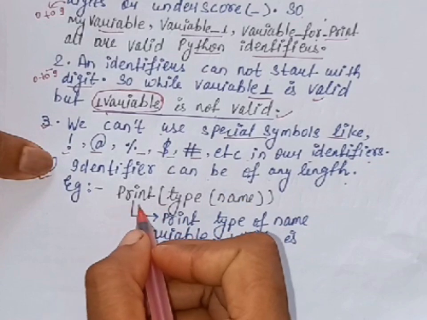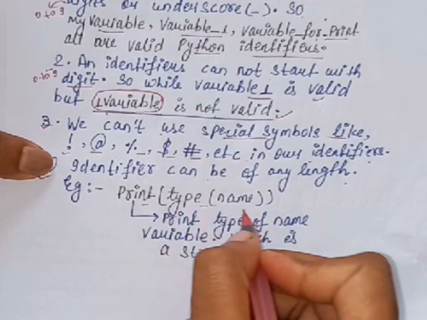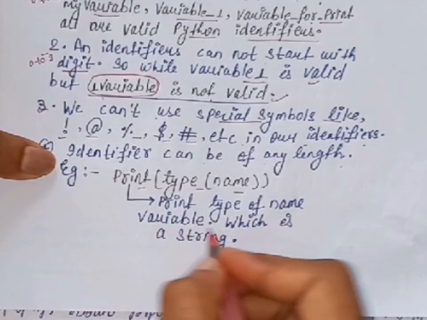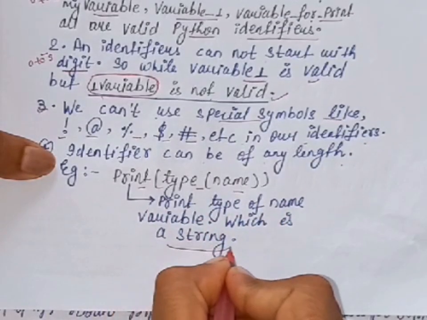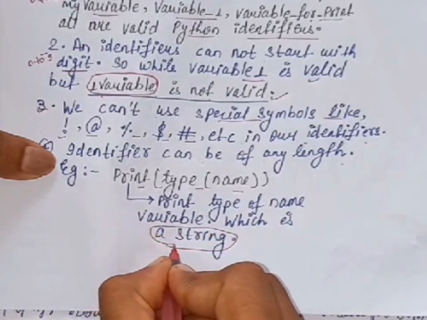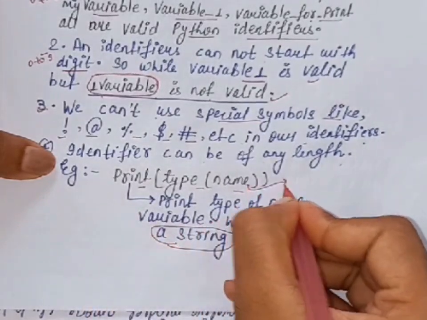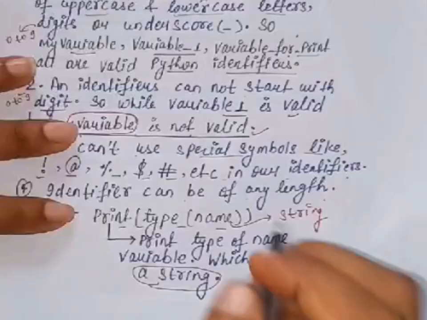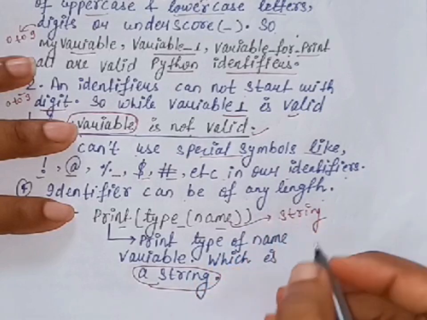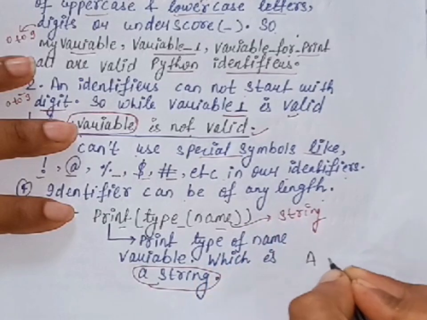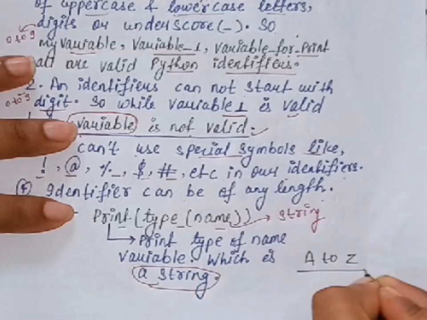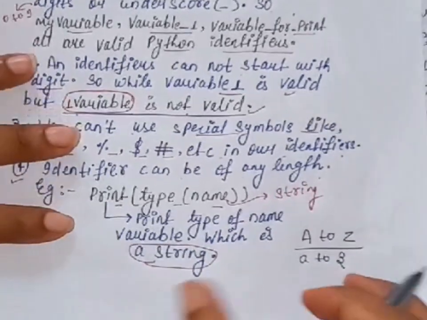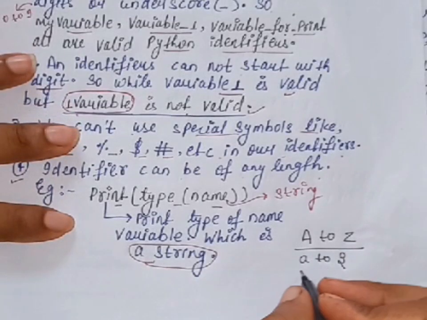I had taken here an example, print type name, in which print will show the type of the name variable, which is a string, meaning the type of the name variable is a string. Understand? Okay. We must start an identifier with capital A to capital Z, meaning uppercase, and small a to small z, meaning lowercase. We can also write an underscore.